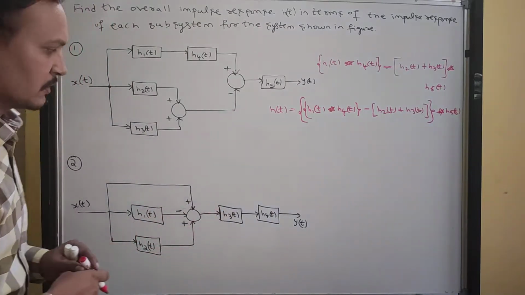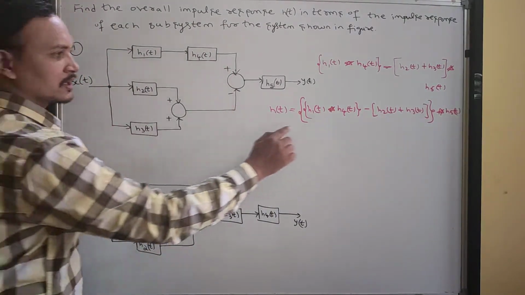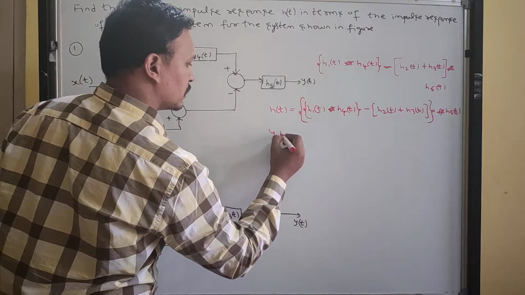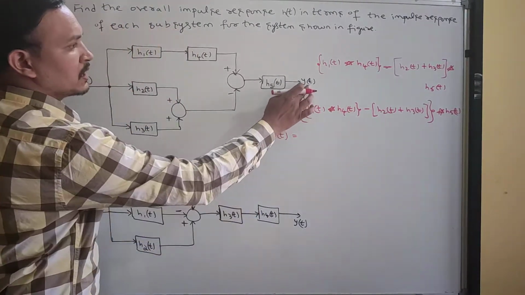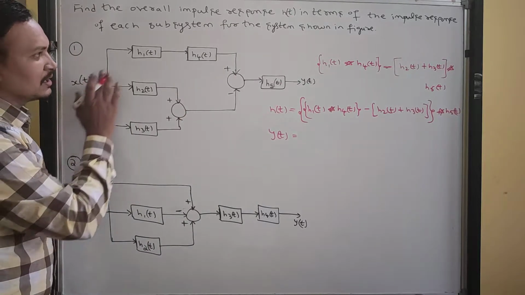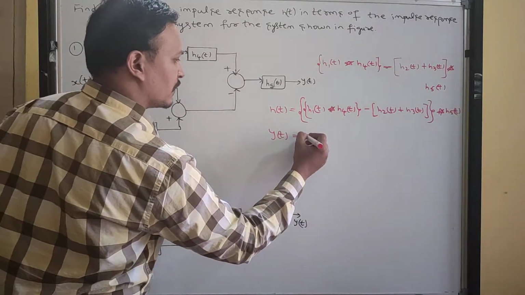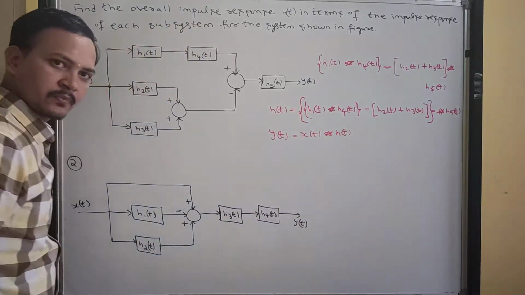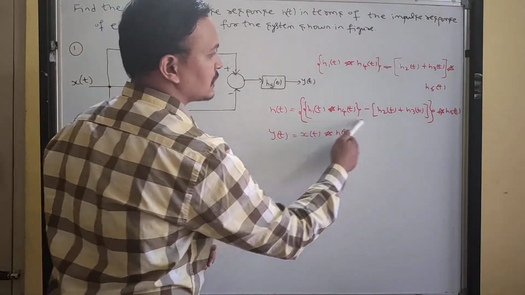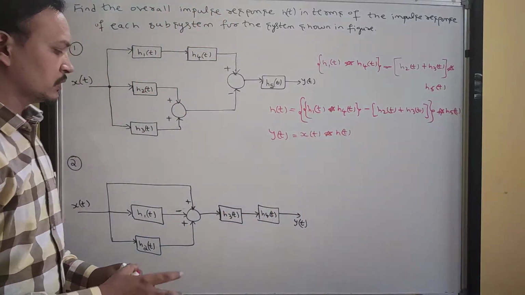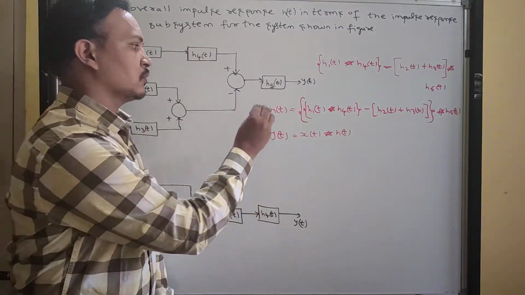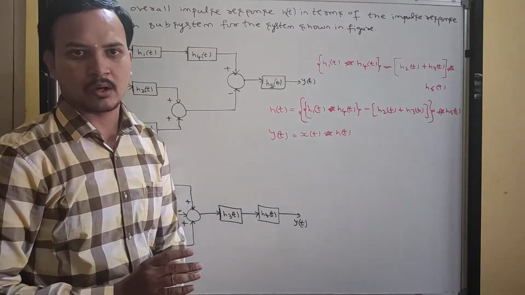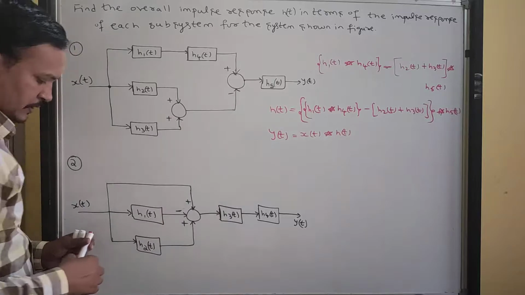What is this? h(t). Looking at the overall block diagram, I have written a single equation. We know the convolution formula: y(t) is equal to x(t) convolution h(t). What is h(t)? This entire equation. They will give the diagram, and you should write the overall impulse response equation. Got it? I hope you understood this.